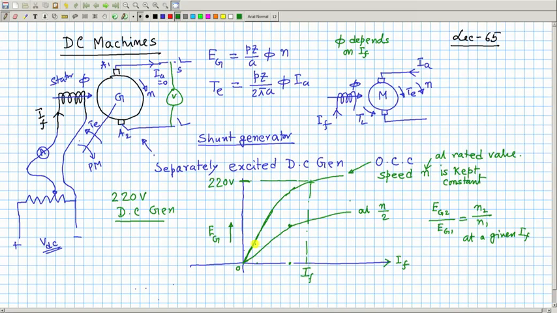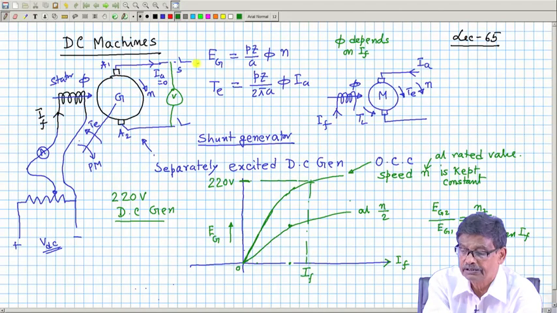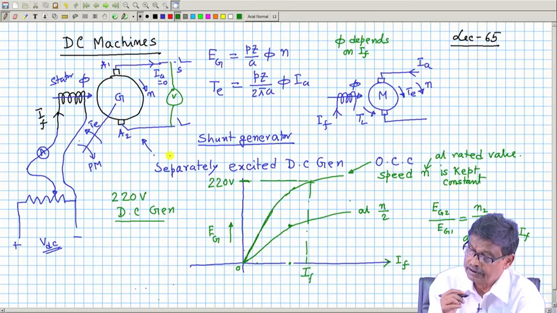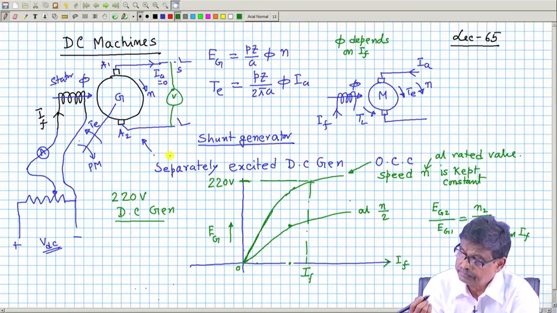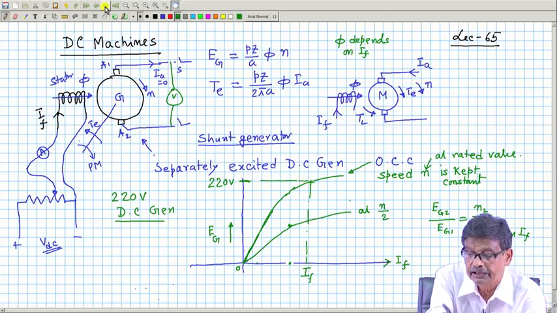We can now do the load test on this DC generator, that is, you generate this rated voltage, that is the open circuit voltage. Now, what you do? You start drawing power out of the generator. That characteristic is called the load characteristic, and how will it look like? Very simple. I will go to the next page and explain to you.